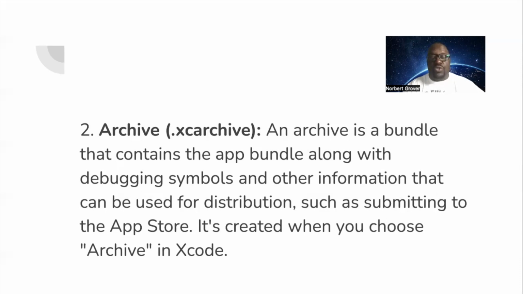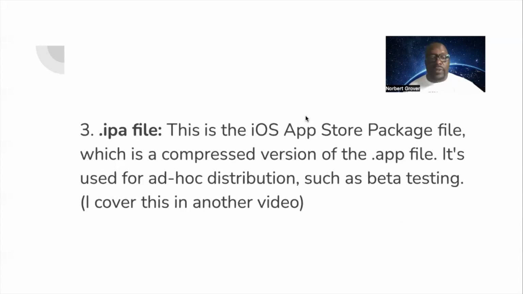It's created when you choose Archive in Xcode. And by the way, I made a video that touches upon archive and distribution to the App Store, so I'm going to have a link at the end of this video. Three, the IPA file. This is the iOS App Store package file, which is a compressed version of the .app file. It's used for ad hoc distribution, such as beta testing. I covered ad hoc distribution in another video. I'm going to have the link at the end of the video and below.